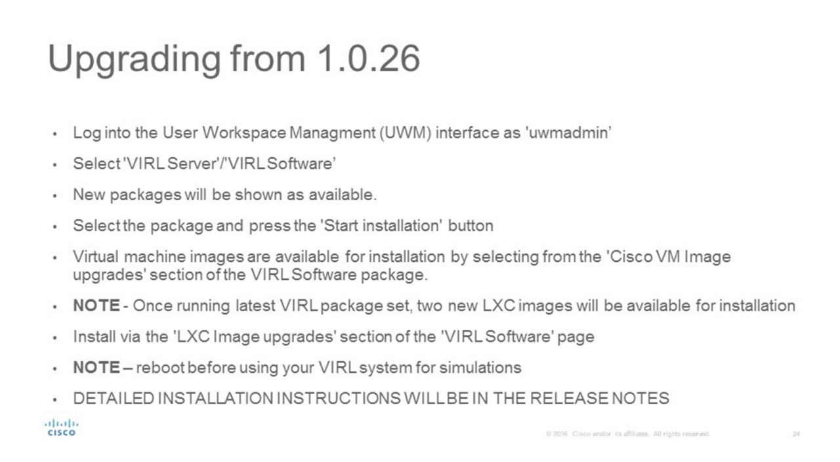The one piece that we would call out that you're going to need to watch for is the new IOL and IOL L2 LXC images are going to require separate steps that you need to go through. You will not see them initially. So when you're on 1.0.2.6, you will not see those new packages available initially. They will only appear once you've actually upgraded to the latest code. Once you've done that, then those images will be available for installation.